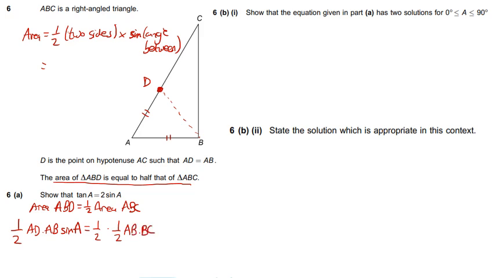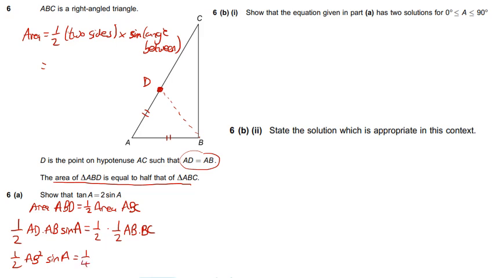Right. On the left, AD is equal to AB. We know that they're the same length. We're using that, so we can just say we've got AB squared there. And on the left, a half times a half is a quarter.